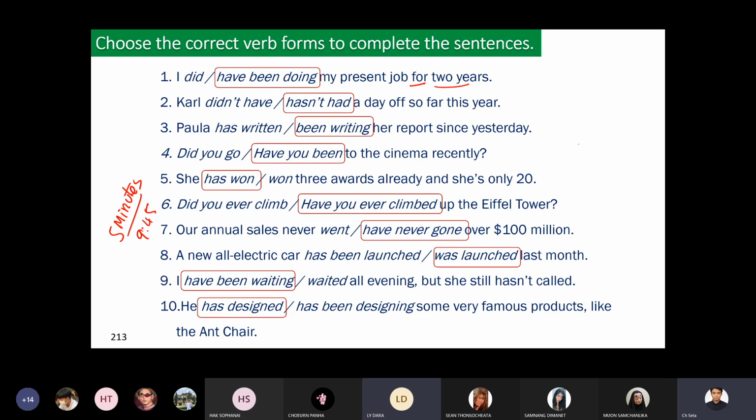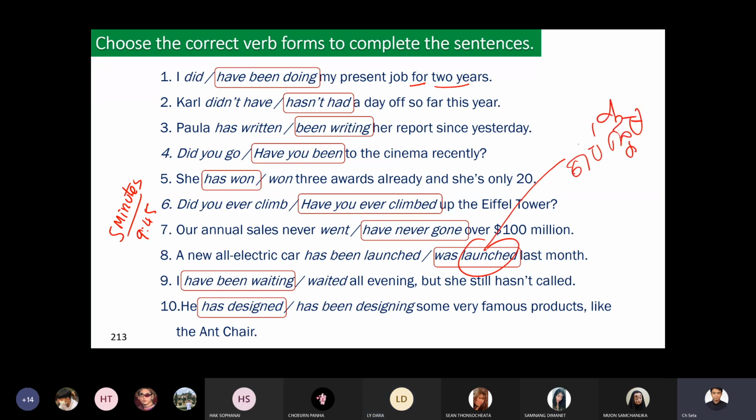Annual sales have never gone over $100 million, and a new all-electric car has been launched. The car was launched last month. I have been waiting, but he still hasn't called. He has designed some very famous things, like an armchair.